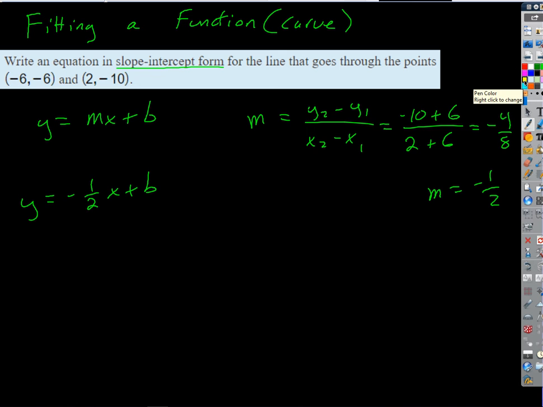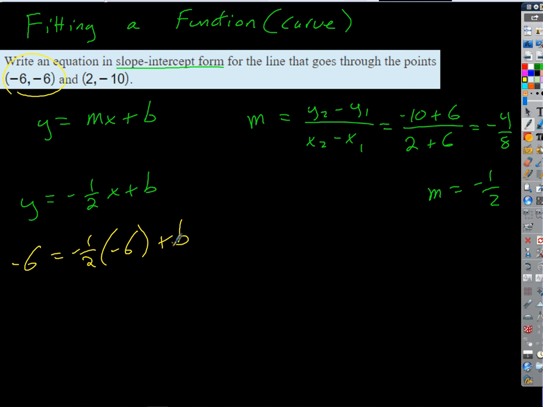Okay, so now we're trying to find b. That's the one parameter that we're missing. But to find that, we can use a solution of the equation to solve for b. So we could pick either one of these, it doesn't matter. Let's just say we use this one. So if I'm going to plug in those values of x and y, I get -6 equals -1/2 times -6 plus b. And I can use that information to solve for b.